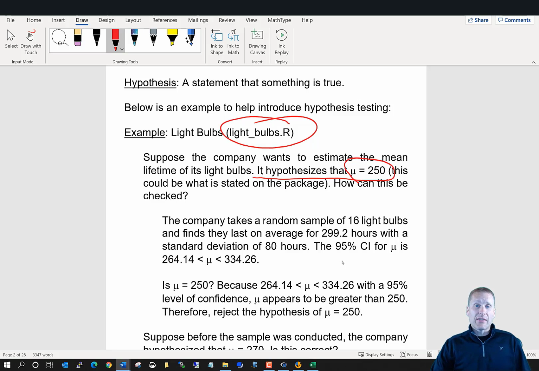Well, we go out, we take a sample, and we calculate the sample mean, we calculate the sample standard deviation, we form the interval, and we get 264 to 334, as we've seen before. So then the question is, well, is mu equal to 250? Well, because the interval is fully above 250, that says then that mu is somewhere between 264 and 334. So yes, we can reject mu being equal to 250. We do have evidence from our sample that mu does not equal 250.